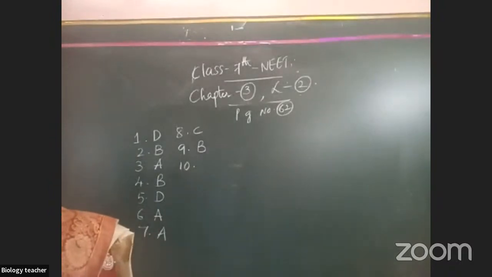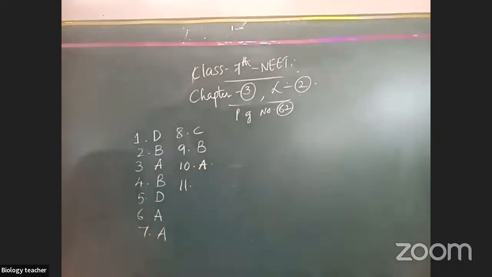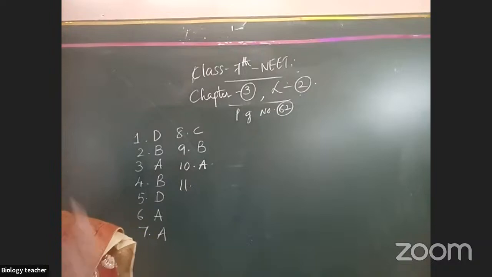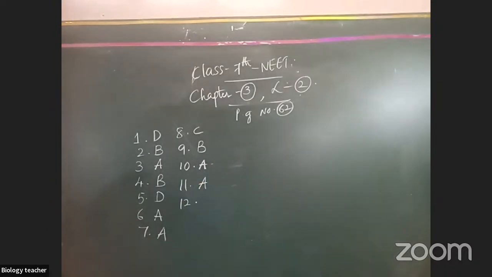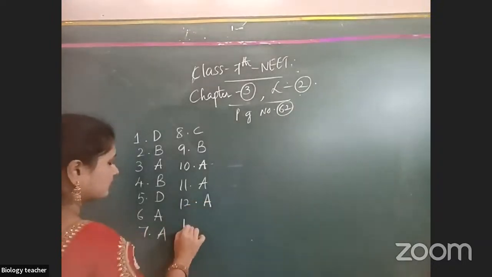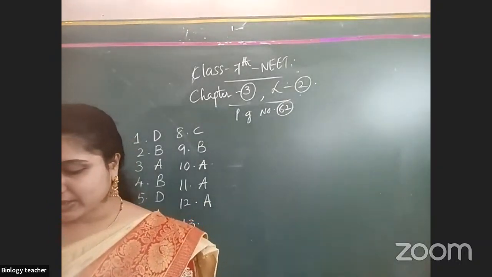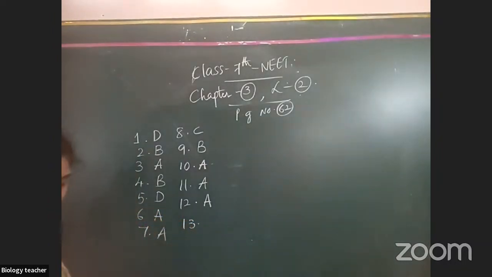Next, 10th one. Name the muscular sheath which separates the abdomen from the chest cavity. Diaphragm. Next, 11th question. Birds breathe through lungs. 12th one. Snakes breathe through lungs. 13th one, during anaerobic respiration, the end product other than CO2 and energy is alcohol. Alcohol. B.